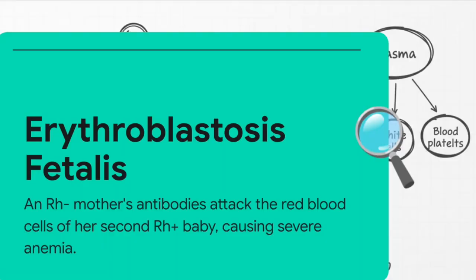Now, for that Rh factor, it can lead to a really serious condition called erythroblastosis fetalis. Here's the deal. If an Rh-negative mother has an Rh-positive baby, her body can start making antibodies. It's not usually a problem for the first baby, but if she has a second Rh-positive baby, those antibodies can attack its red blood cells. This is a frequently tested concept, so make sure you've got it down cold.